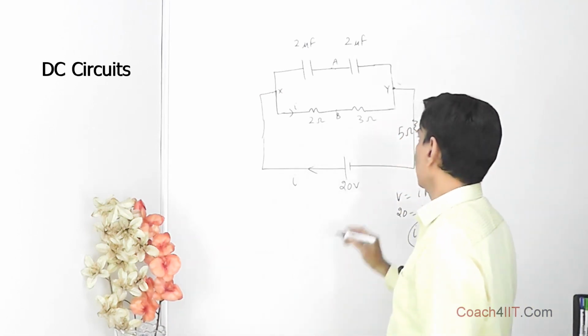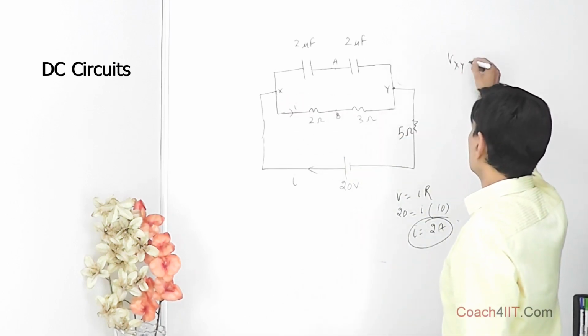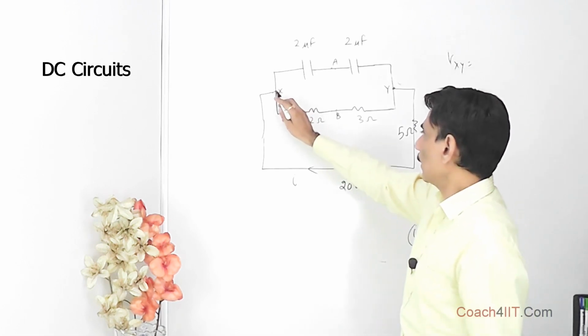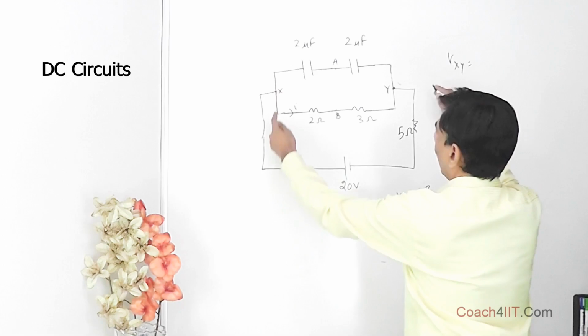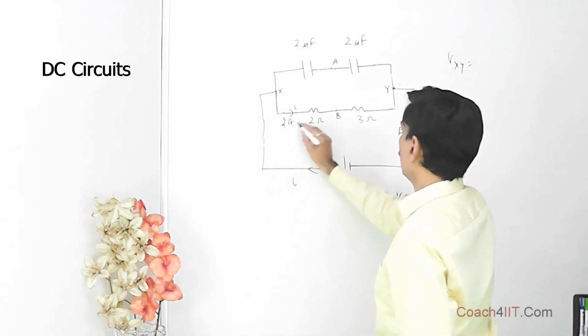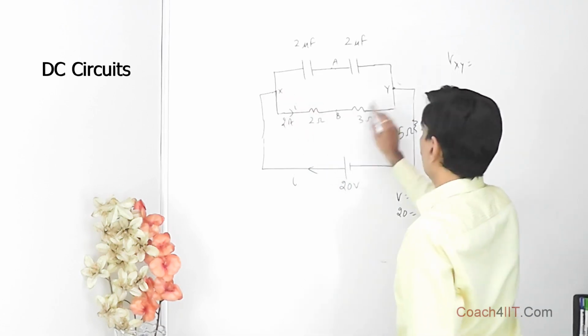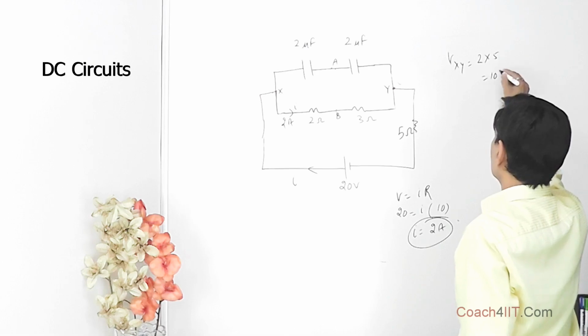If it is 2 ampere, then if we have to find the potential difference across XY, we use V is equal to IR. V we have to find. I is the current flowing through this, 2 ampere. So 2 into the total resistance between X and Y, which is 2 plus 3, 5. I into R is 5. So it is 10 volt.